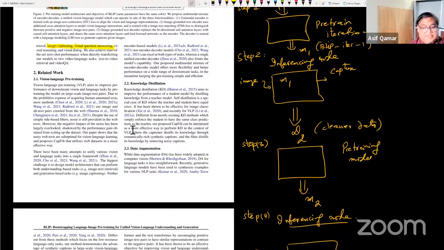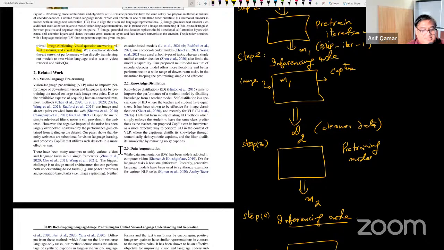So visual reasoning, visual dialogue. We also achieve state-of-the-art zero-shot performance. These days we don't speak about zero-shot much, but in those days, oh wow, you can do zero-shot learning, without any label data, you could tell this, tell that. It used to sound like magic. Today, well, of course, why is your machine not capable of zero-shot? We think differently: zero-shot prompting.